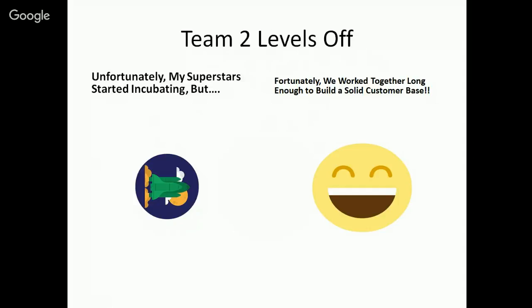Then after about a year of doing that, my second team that I launched actually leveled off. The weirdest thing, I learned another valuable lesson inside of network marketing. I had one superstar and he had a couple potential superstars working on his team. When that first leader started checking out, money wasn't a big driving factor with him. He owned several businesses and he was already successful. So he started incubating, and quite a bit of attrition happened from there. But luckily, we worked together long enough that we built a solid customer base, and it really allowed us to maintain.